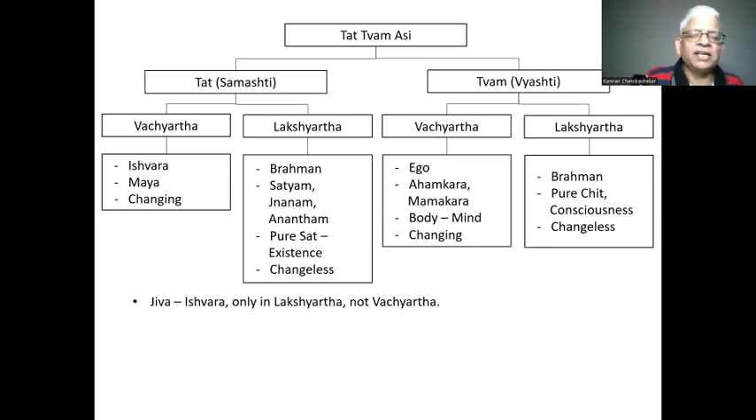That consciousness and that existence is not two, but it is one substance, which is called Brahman or Atma. This is called the oneness between the individual and the Ishvara. It is only at the level of Lakshyartha there is oneness, but at the level of Vachyartha there is no oneness, there is diversity, there is only plurality.